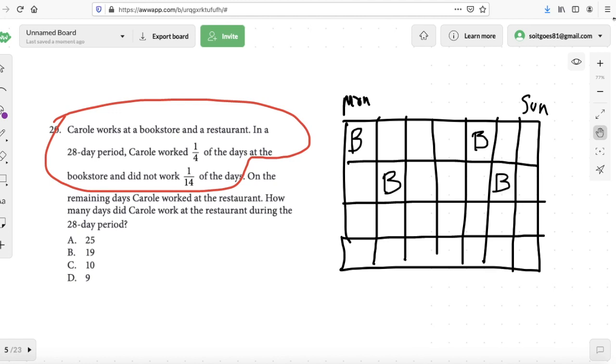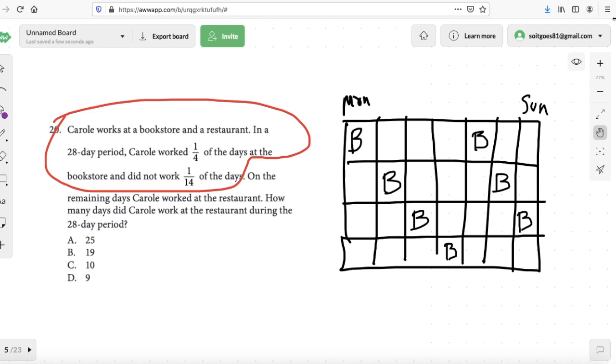1, 2, 3, 4. 1, 2, 3, 4. Does it make sense how this is 1 out of every 4 days? 1, 2, 3, 4. 1, 2. Okay. I think that's right. There we go. There's a nice little geometric pattern that popped up there. Anyway, how many days is she working at the bookstore? 7. And that's right.